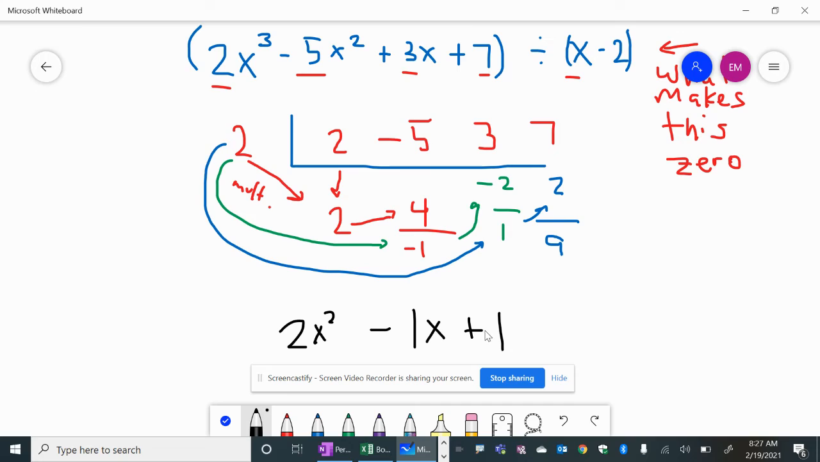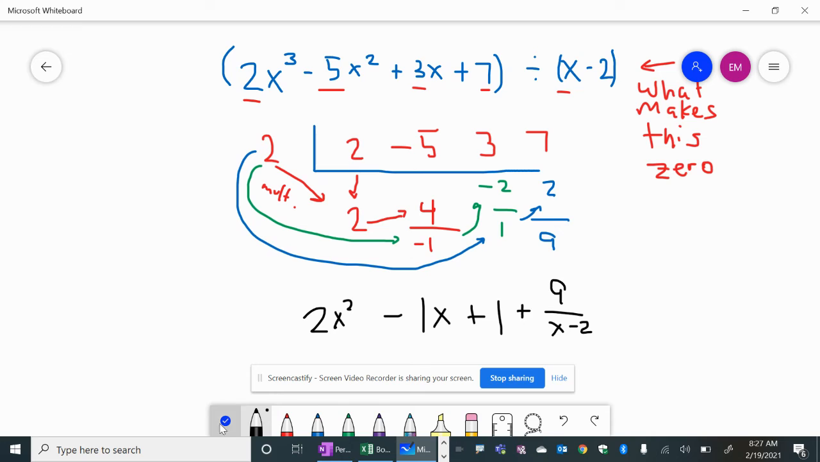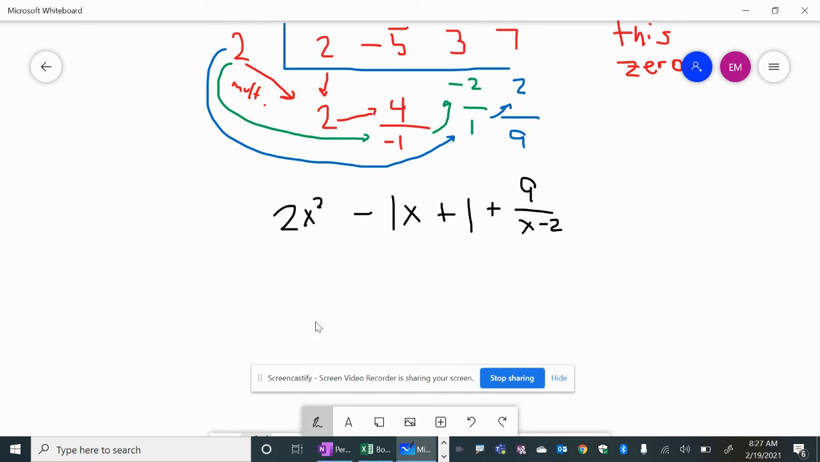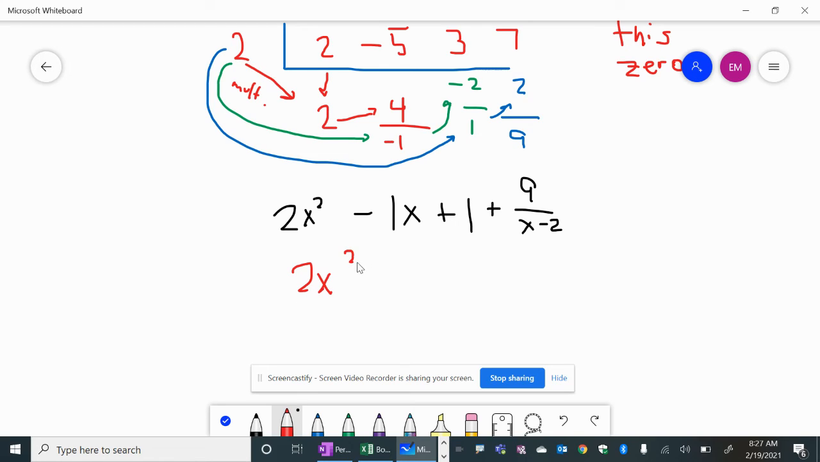It was a positive. And this becomes my remainder. If there's anything left over here, that's a remainder. And you have to write it as a fraction. And the denominator is what you divided by. So I'm going to move the screen up just a little bit, and I'm going to rewrite it and clean it up. So we have the answer of x squared minus x plus 1 plus a remainder of 9 divided by x minus 2. Okay, that's the procedure. That's how you do it.